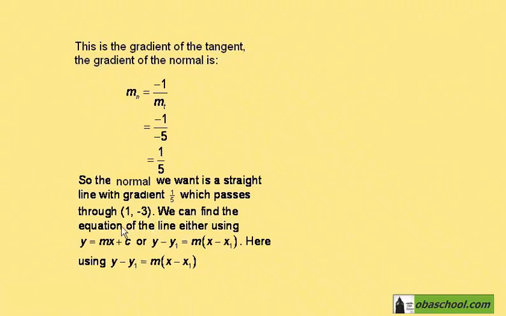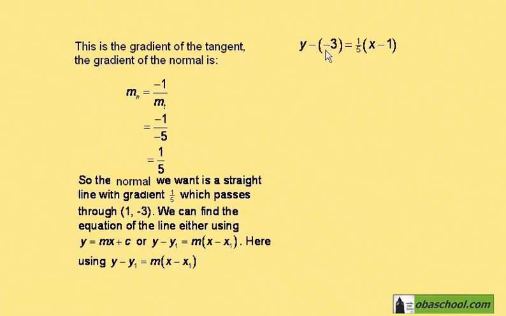We can find the equation of the line either using y equals mx plus c, or y minus y1 is equal to m(x minus x1). Here I'm going to use y minus y1 is m(x minus x1). Remember that m is the gradient, 1/5, and x1 and y1 are the coordinates here. x1 is 1 and y1 is -3.